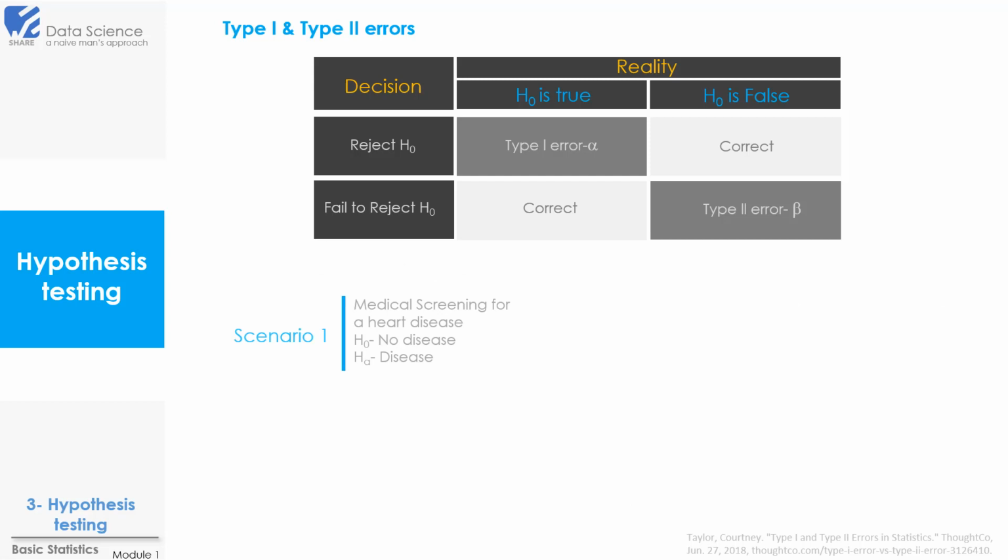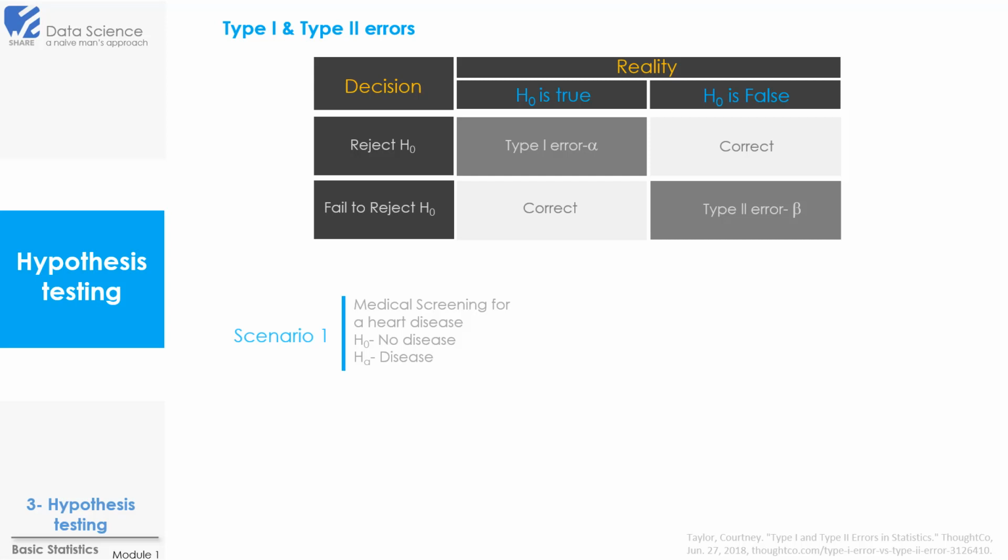Suppose in scenario 1, we are doing medical screening of patients for a heart disease, and we are testing our hypothesis where the null hypothesis is there is no disease, and the alternate hypothesis is the person has a disease. So in this case, the type 1 error would be we reject the null hypothesis even though it was true. Hence, we wrongly classified a person having no heart disease as a heart patient. So what are the consequences in this case?